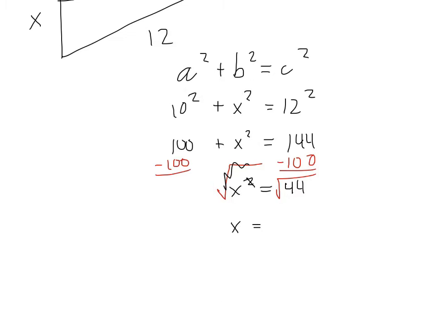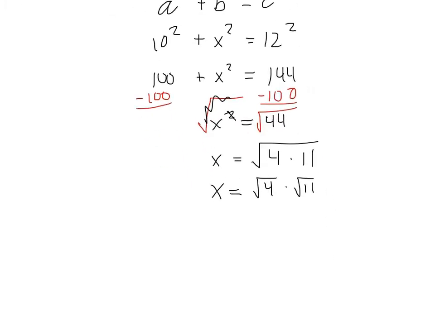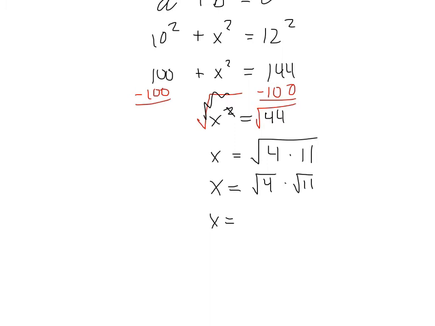Is 44 a perfect square? No, there's no integer that you can square to get 44. So what do we do? Well, let's break 44 up into the multiplication of two numbers. How about 4 times 11? That's like saying the square root of 4 times the square root of 11. So that's really like saying the square root of 4, which is 2, times the square root of 11. I can't simplify the square root of 11, so I just leave it. But here's the thing.